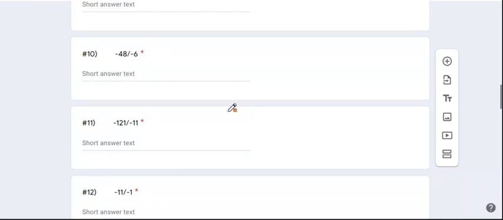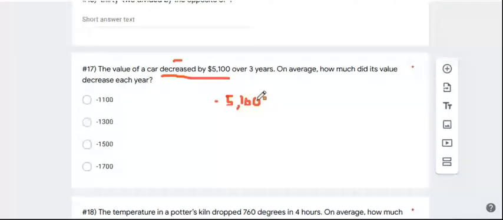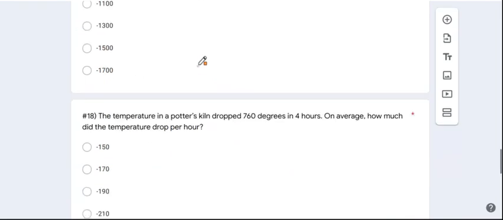Okay, let's look at number 17. It says the value of a car decreased $5,100 over 3 years. On average, how much did its value decrease each year? So if the car decreases, of course, I'm going to use a negative sign. So it went down $5,100 over 3 years. And so if I want to find the average of how much it decreased each year, I would take my total amount that it decreased and divide it by the number of years. So negative 5,100 divided by 3 is going to be negative one of these. Okay, so you figure out how much it decreased each year.